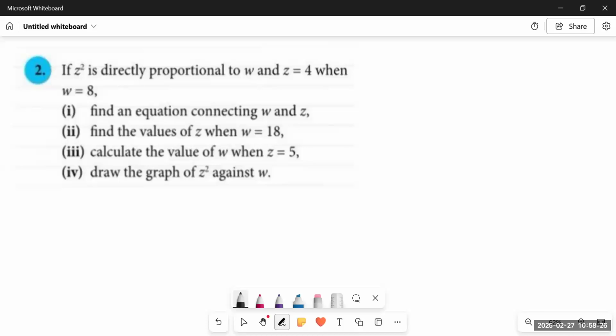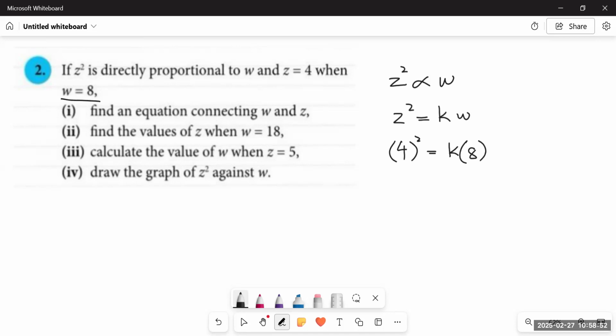Then in question number 2, we have the same thing, but this time z square is directly proportional to w. So we'll write it as z square is directly proportional to w, and it becomes z square equals kw. Now we have to find the constant. For this, we are going to substitute the value of z as 4 and w equals 8, given in the question.